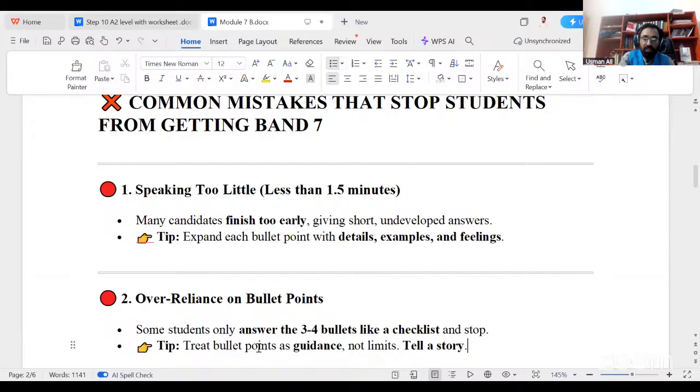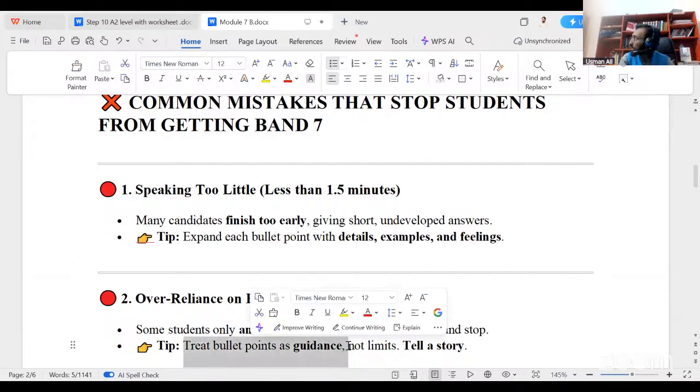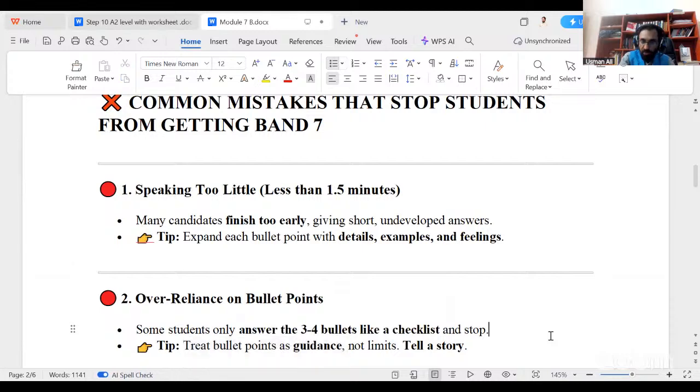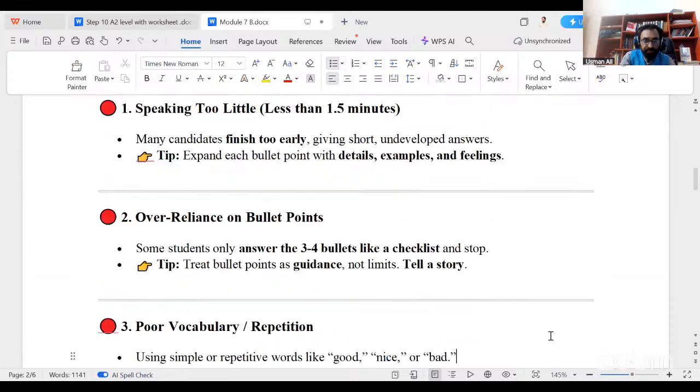Okay, so these bullet points are your guidance. They are not your limits. So, for example, tell a story.